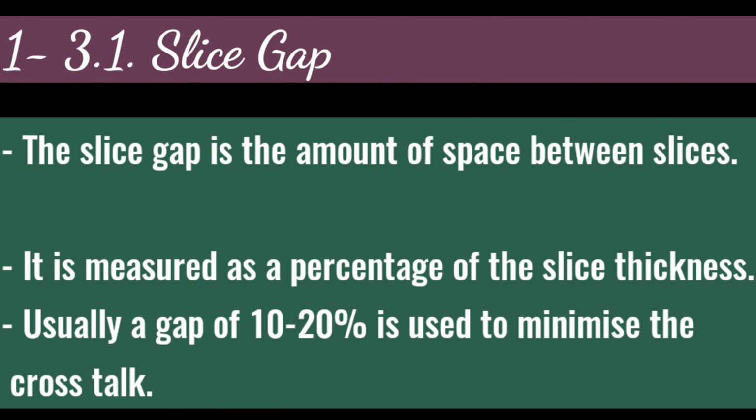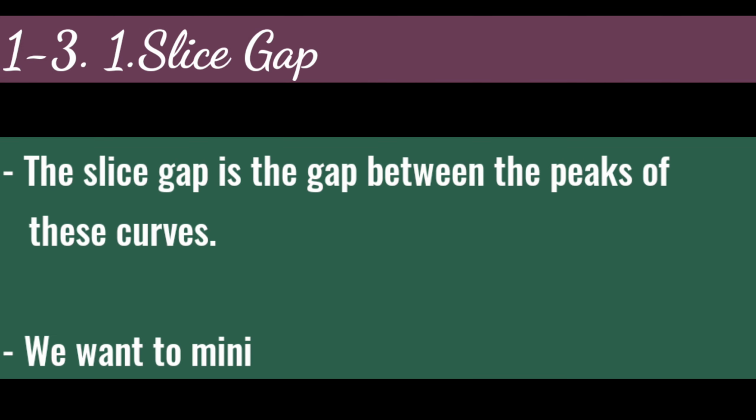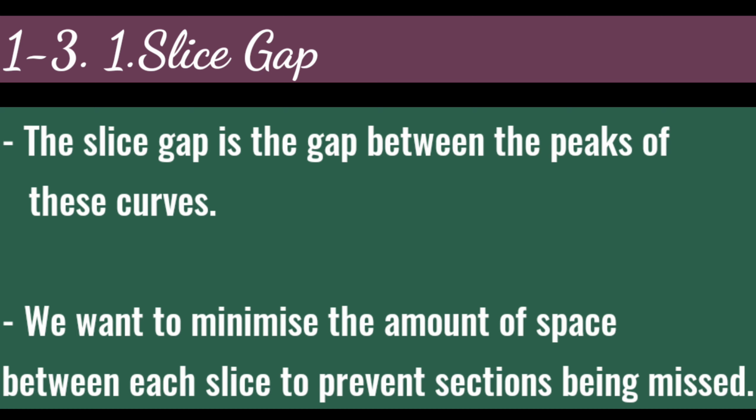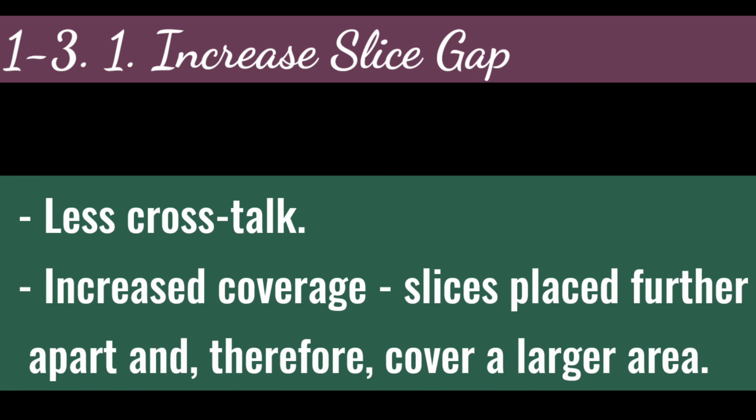Slice gap. The slice gap is the amount of space between slices. It is measured as a percentage of the slice thickness. The slice gap is the gap between the peaks of these curves. We want to minimize the amount of space between each slice to prevent sections being missed. Increased slice gap: less crosstalk, increased coverage. Slices are placed further apart and, therefore, cover a larger area.